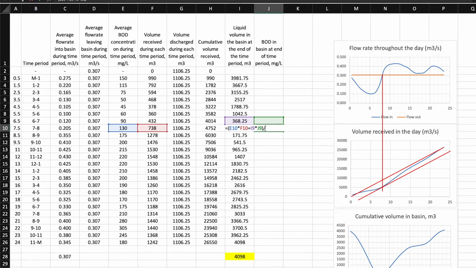And we're going to divide that by the cumulative volume, which is equal to the volume received during this time period plus the volume that was present in the basin at the end of the previous time period. All right, so that gives us a number, BOD concentration in milligrams per liter. We're going to copy that down, and you can see the same equation here. It's now referring to cells one row below the previous time.